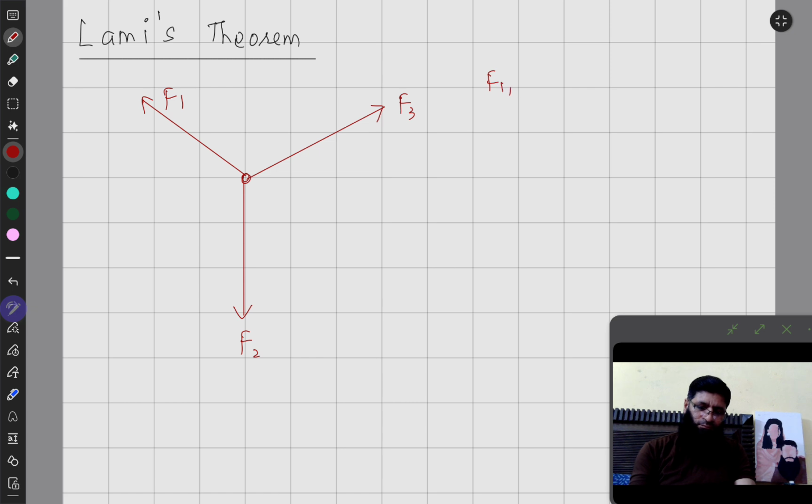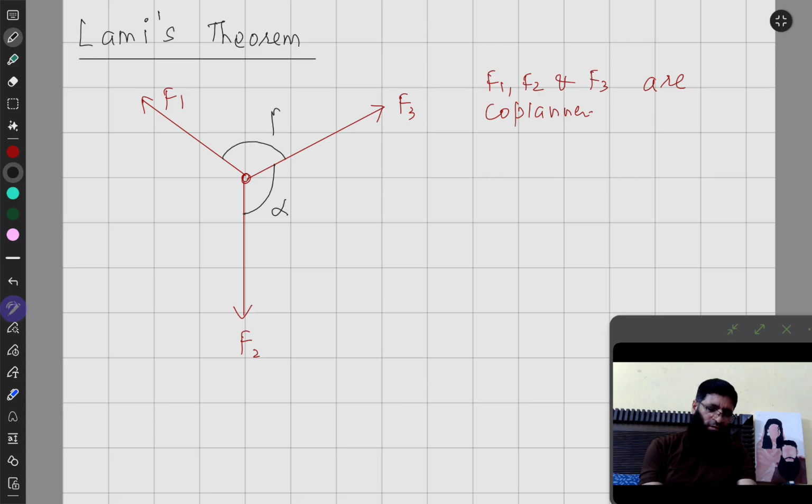F1, F2, and F3 are coplanar. Coplanar means these three forces are lying on the same plane. And let's suppose the angle between these two forces is alpha, and the angle between these two forces is beta, and the angle between these two forces is gamma.